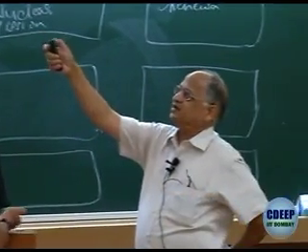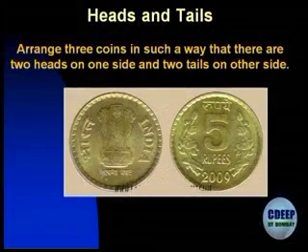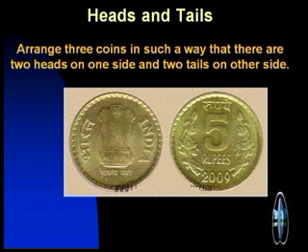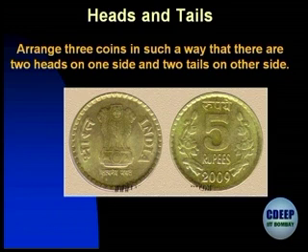The question is: arrange the coins in such a way that there are 2 heads on one side and 2 tails on the other side. So we have got only 2 heads here and 1 tail. Where are the 2 tails? It should all be seen. I don't see anything here, I see only heads. That was the confusion about which is the other side. If you're confused, you should ask.